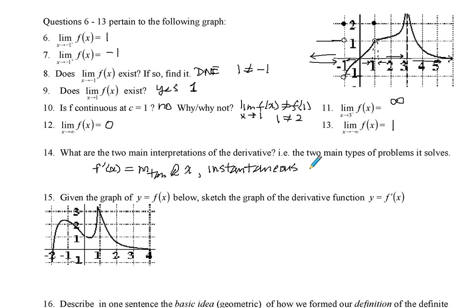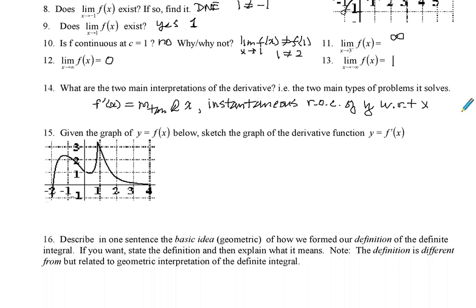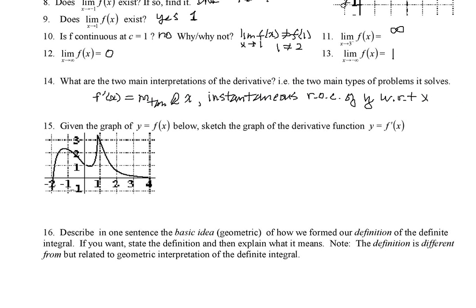Instantaneous rate of change, ROC, of y with respect to x, WRTX. So that was one of the hour tests. Ask you what the interpretations are. What do derivatives tell us? So geometrically, you could have said slope of the tangent and instantaneous velocity for the two problems it solves.